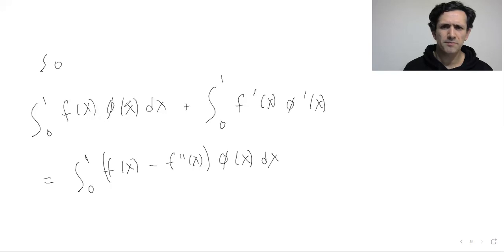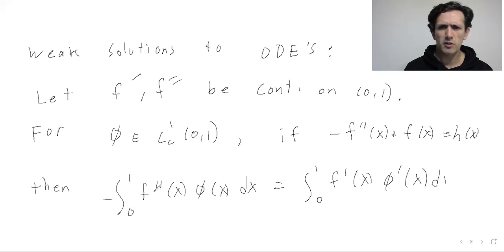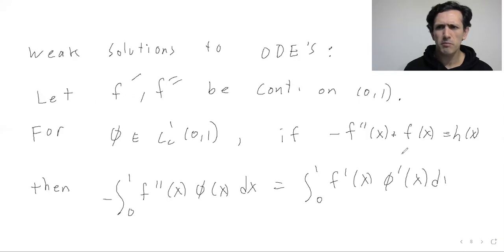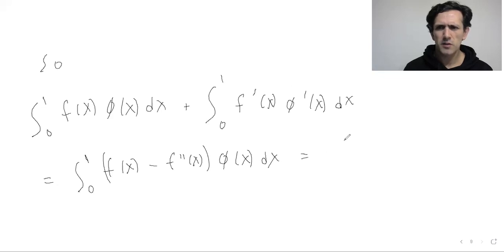Because, right, because this one here, the integral of f prime of x, phi prime of x, is minus the integral from 0 to 1 of f second prime of x, phi of x. So we have a common phi of x here. All right, but we know what minus f second prime plus f is. It's just h. So this is going to be the integral from 0 to 1 of h of x, phi of x.